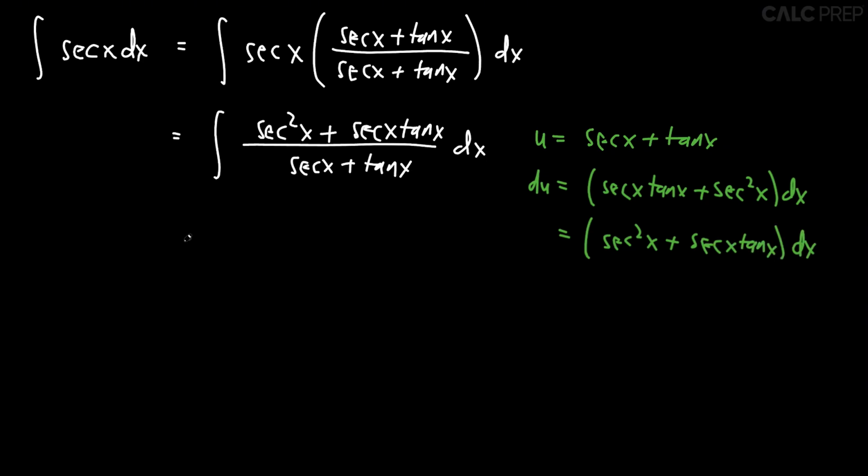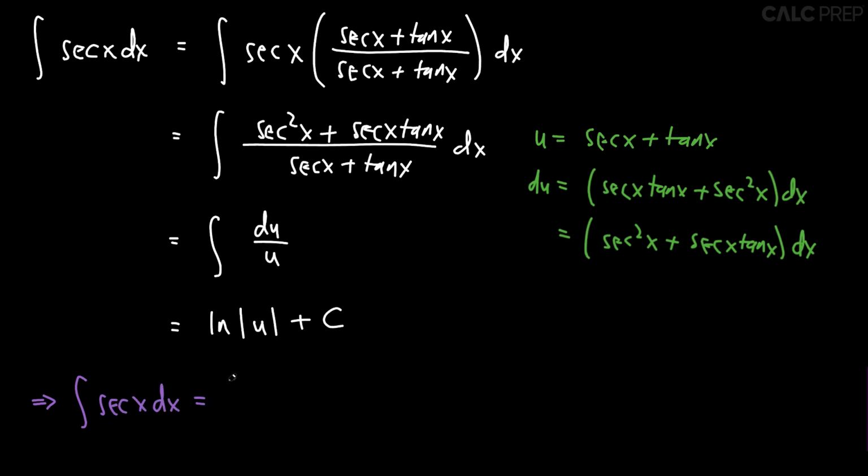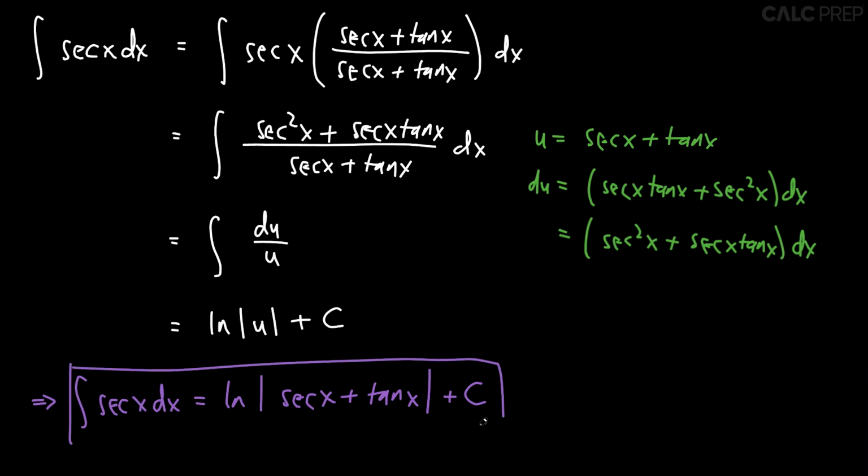And therefore, our integral becomes the integral of du over u. We should know this as the natural log memorization rule, so we end up with natural log absolute value of u plus c. Then we just wrap up by plugging back in for u. We see that the integral of secant x dx is equal to the natural log absolute value of secant x plus tan x, plus a constant c because we do have an indefinite integral. That is our final answer.